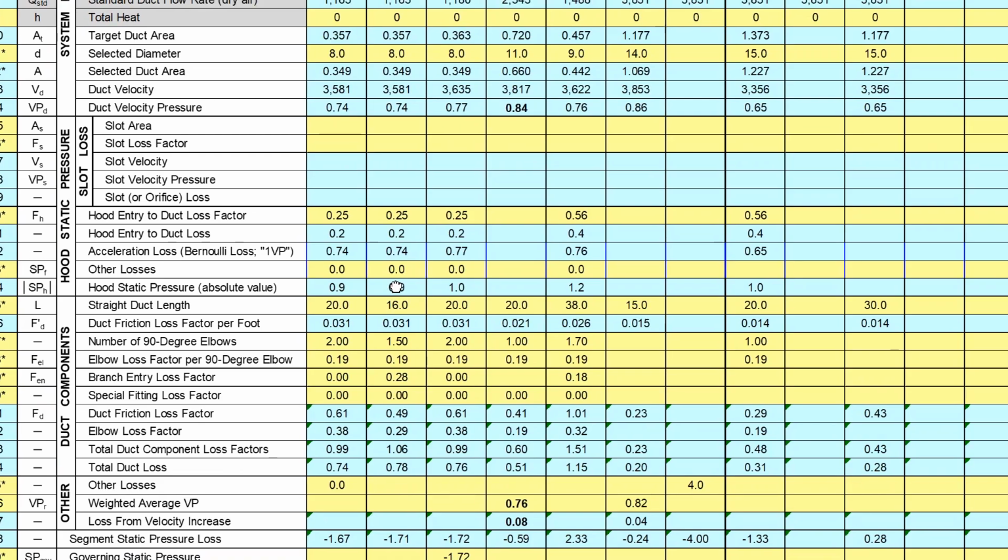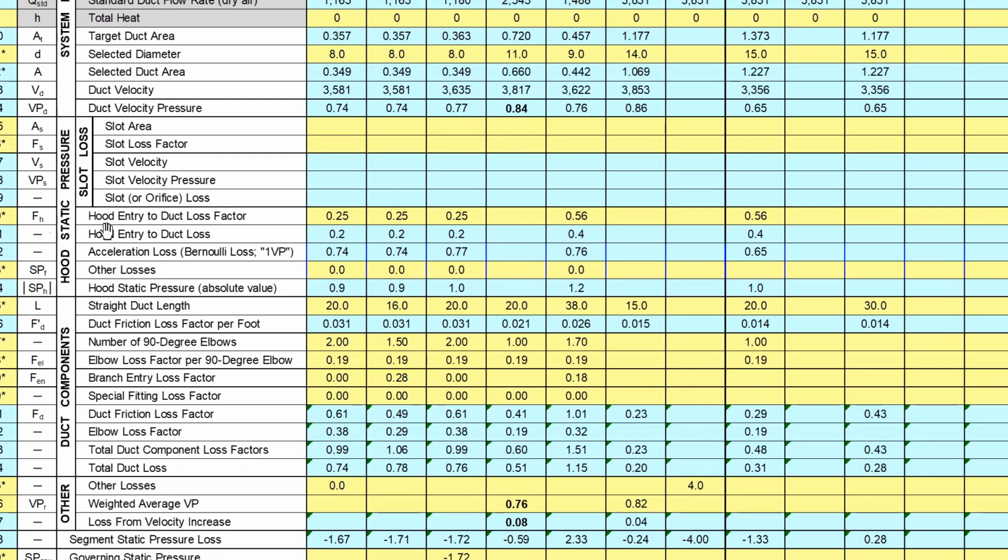Now, as we move through the system, we find that our F sub H for our hood is 0.25. Our hood entry loss, again, is our F sub H times our duct velocity pressure, and that becomes 0.2 inches of water gauge. Our acceleration loss, F sub A, is 1 VP times our VP, which is 0.74. So our hood static pressure loss is our hood entry loss, 0.2, plus our acceleration loss, and that rounds to 0.9 inches of water gauge.